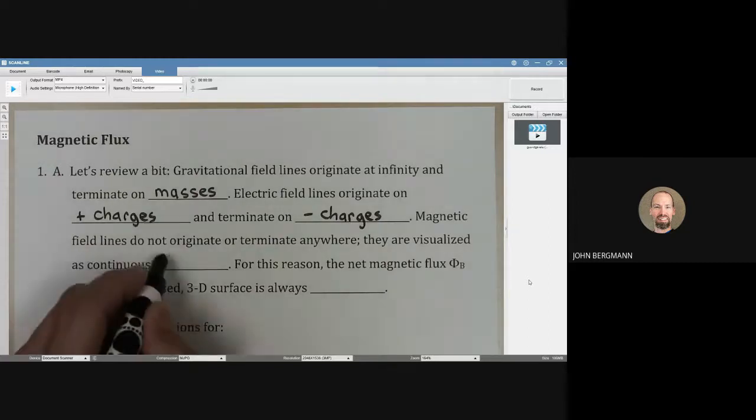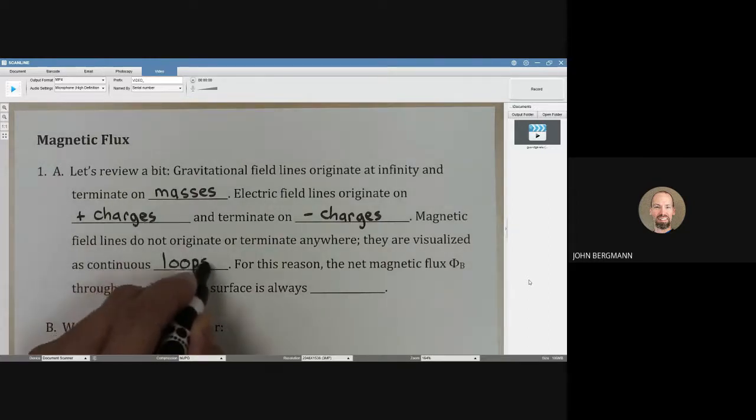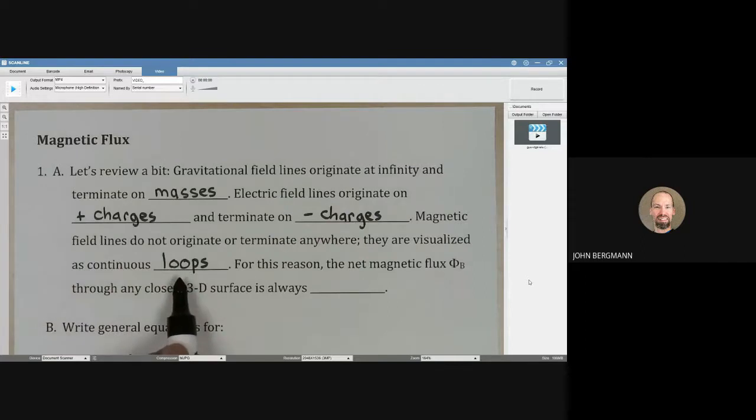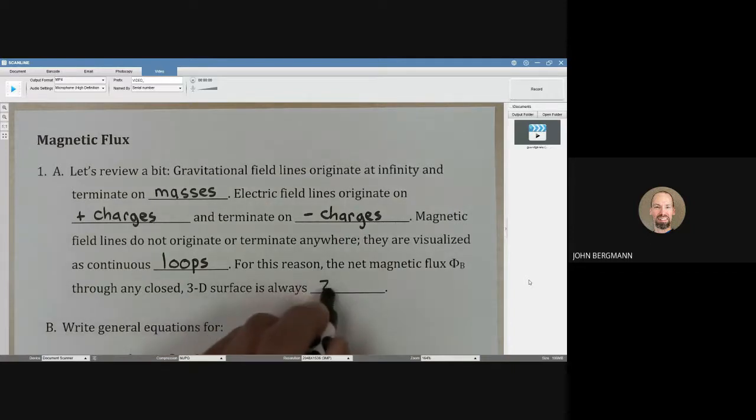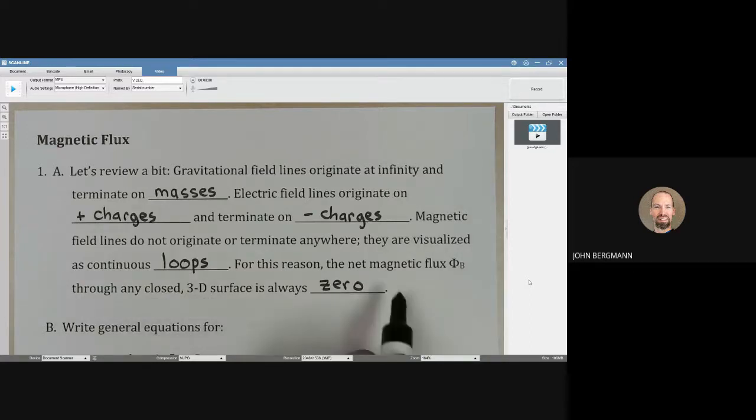They are visualized as continuous loops, which doesn't mean it's a circle. It just means that it's a loop. Anyway, for this reason, the net magnetic flux through any closed 3D surface is always zero. If you have a three-dimensional surface, the flux will be piercing in at one point, and because it's always a continuous loop, it has to pierce out at some point. So if you have a closed 3D surface, the net magnetic flux through that surface is always going to be zero.